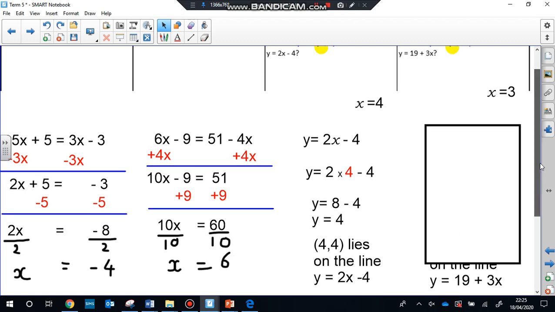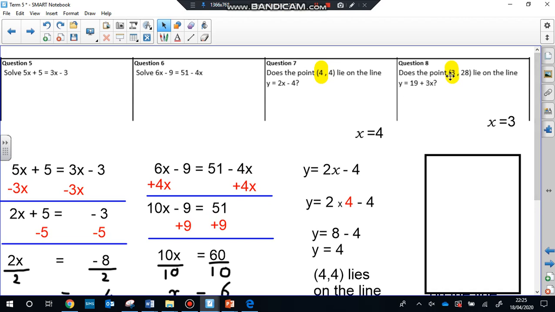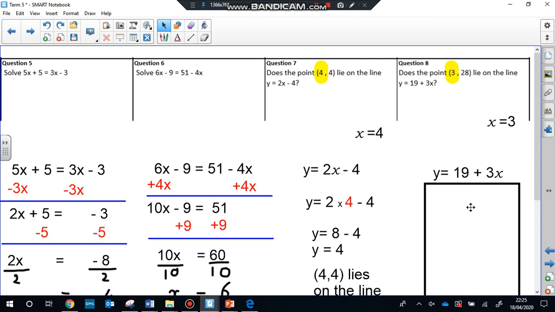Question 8 is similar. Okay, just a different line and a different coordinate. So this time my line is y equals 19 plus 3x. And this time we're asked to look at the coordinate (3, 28). So my x part of that is x equals 3. So again, I'm going to substitute x equals 3 into here. So we're going to start with y equals 19 plus 3 times, and the x has now become 3.